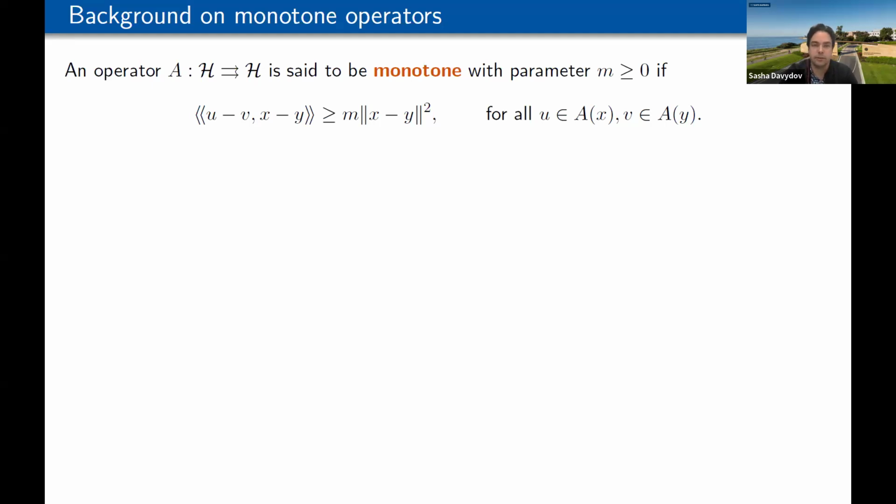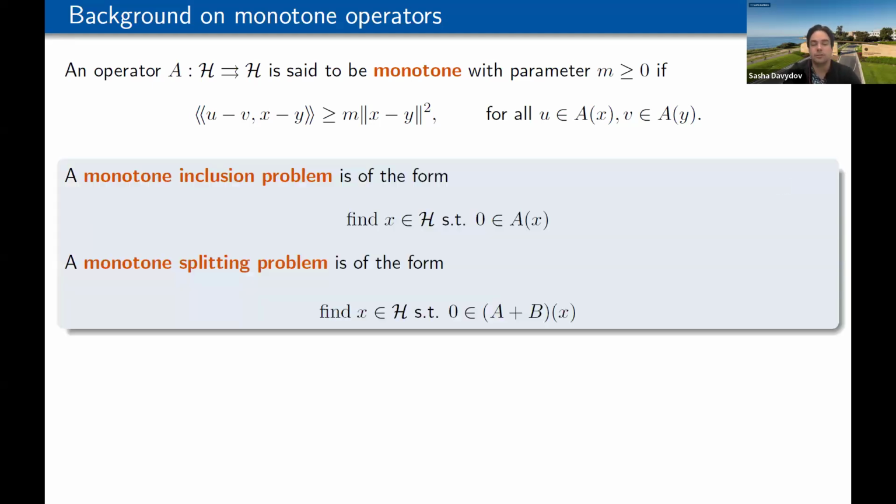It seems a little esoteric, but at the same time, like Saber mentioned, this is fairly classical. If you have a convex function, which is perhaps not differentiable, its subgradient satisfies an inequality like this. In the case that m is equal to 0, we'll say it's monotone. In the case that m is strictly positive, you can call this operator strongly monotone.